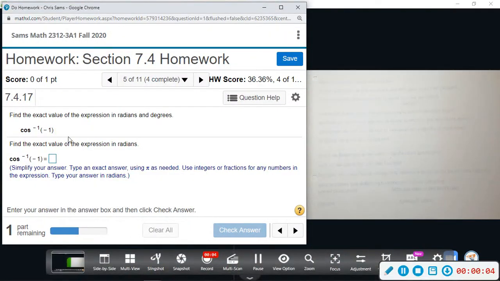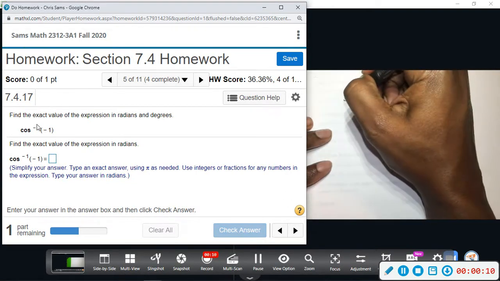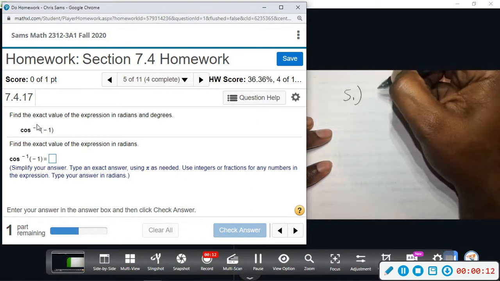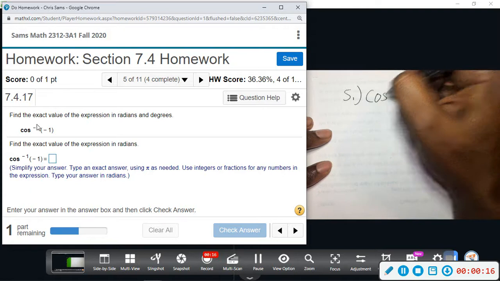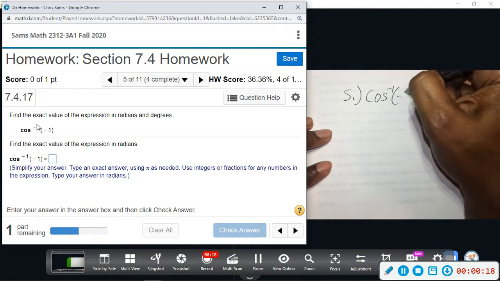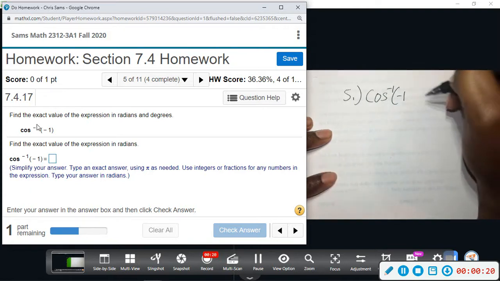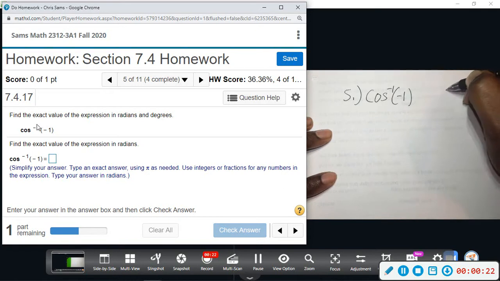All right, so number five, we're doing inverse cosine. Cosine is like one of the nice ones because the restrictions keep us without having to make any adjustments. Cosine inverse of negative one. We're restricted between zero and pi.